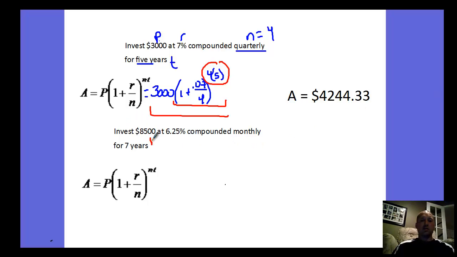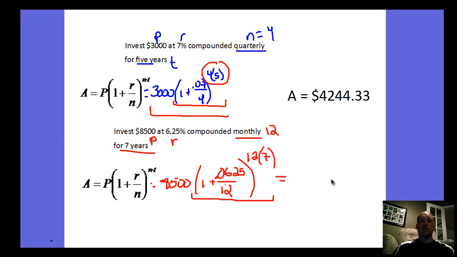So second example here, we have P, our starting value. We have the rate, compounded monthly, so it's going to be 12 times a year, and for 7 years. So if we write that out, you should find an answer of $13,150.12. So nice little increase there. That's after 7 years, though.